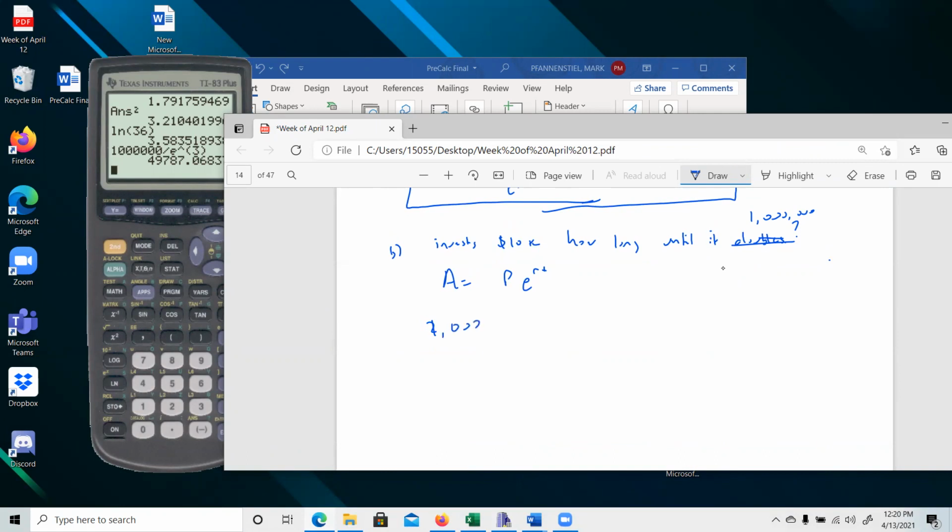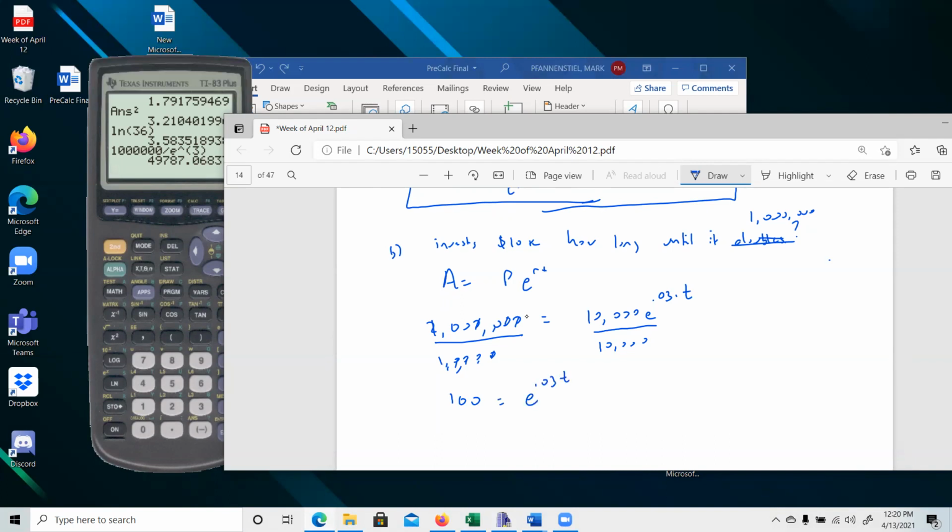So we have 1,000,000 is equal to 10,000 e to the 0.03 times t. We don't know how long it's going to be. All right. So the first thing we're going to do is divide both sides by 10,000. Right, 10,000, not 1,000. We can just start canceling some zeros here. It looks like I've got 100 left. So that is equal to e to the 0.03t.